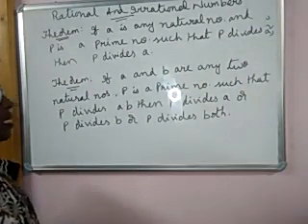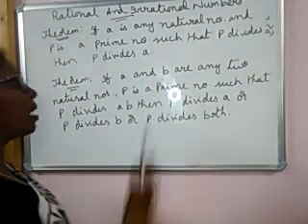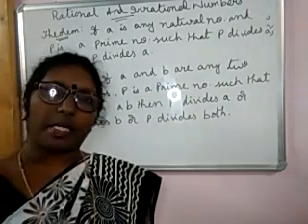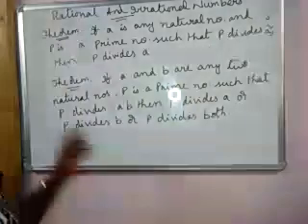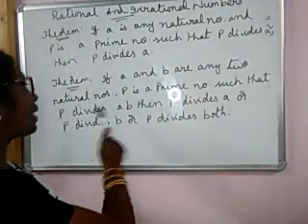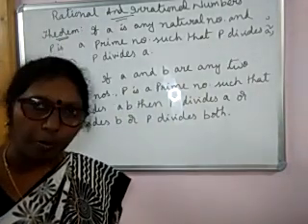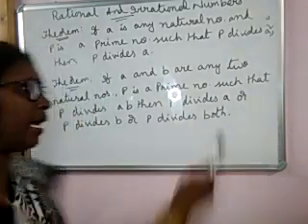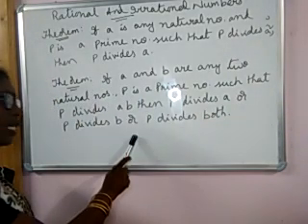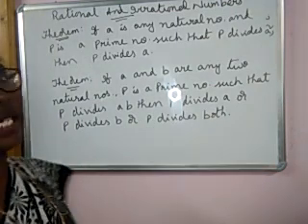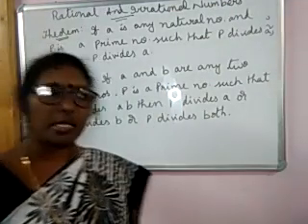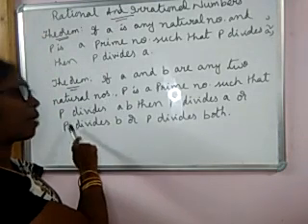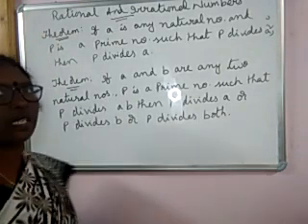And the next theorem is: if A and B are any two natural numbers and P is a prime number such that P divides AB, A into B, then P divides either A or P divides B or P divides both. That means either AB is divisible by P, or only A is divisible by P, or only B is divisible by P.